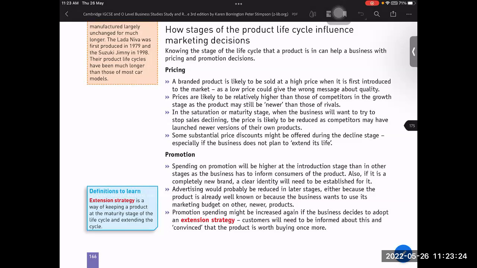Okay. And the general one, product life cycle, then we got it. Then we got product life cycle. Introduction, development stage. Introduction, okay. Growth, yeah. Maturity, yeah. Saturation, yeah. Decline.